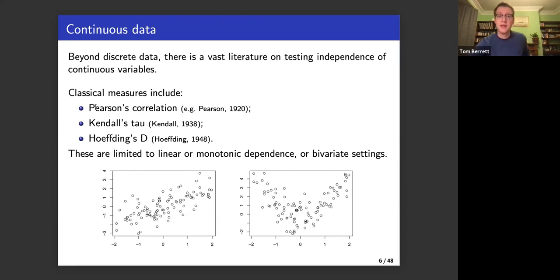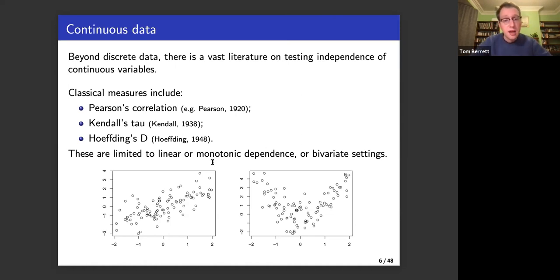So for example, we have things like Pearson's correlation, which is from around the same time as the Pearson's chi-squared test. And of course, this measures linear relationships between the data. We have things like Kendall's tau, which are rank-based methods, which go beyond measuring linear relationships and are able to measure any kind of monotonic relationship between data. And then we have things that are a bit more sophisticated, things like Hoeffding's D, which are also rank-based, but which are able to detect non-monotonic relationships between variables.